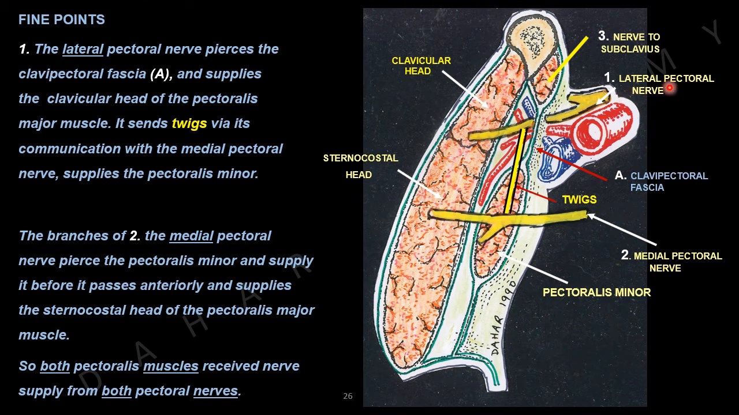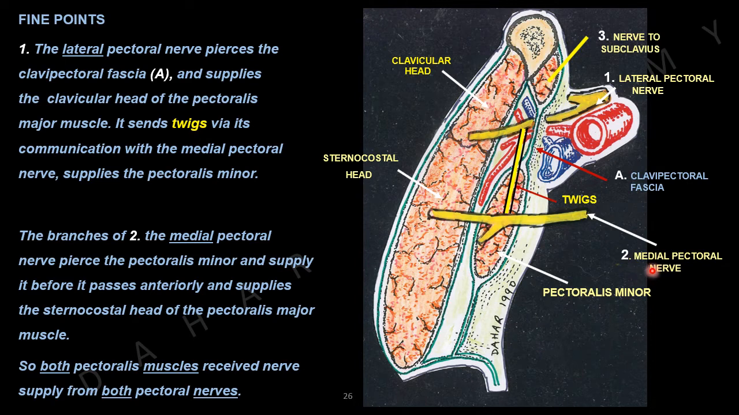This is the lateral pectoral nerve, which comes from the lateral cord of the brachial plexus. It runs forward, pierces through the clavipectoral fascia and supplies the clavicular head of the pectoralis major muscle. As it comes forward, it gives small twigs which will join the medial pectoral nerve and supply the pectoralis minor muscle.